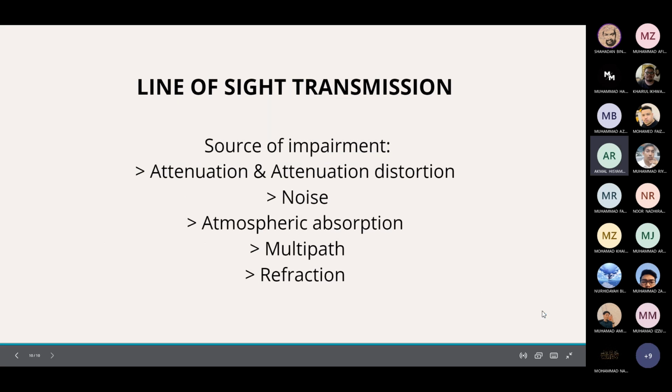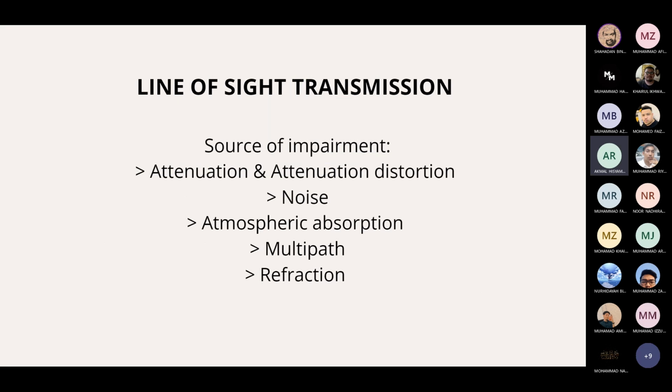Okay, now I'll present about the line of sight transmission impairment. Transmission impairment means that the signal that are transmitted at the beginning of the medium are not the same as the signal that are received at the end of the medium. So this impairment tend to deteriorate the quality of the analog and digital signal.